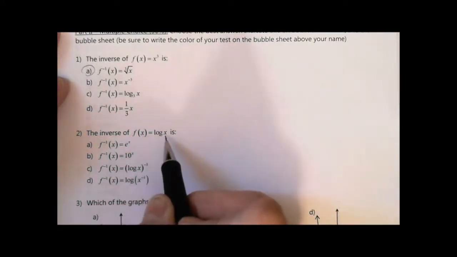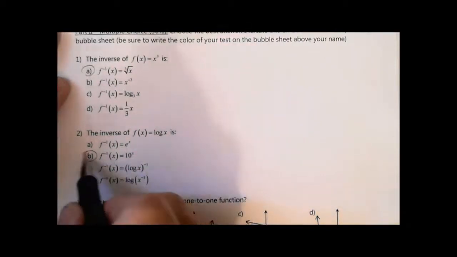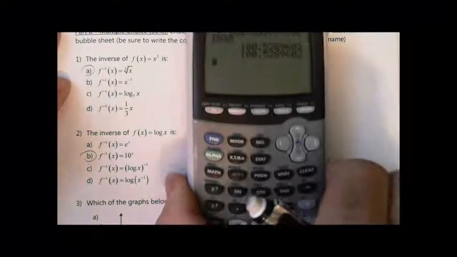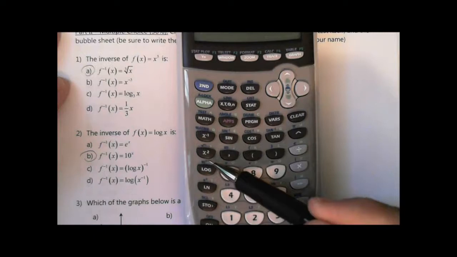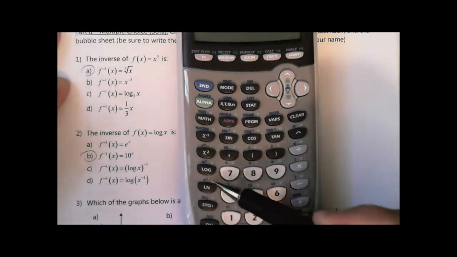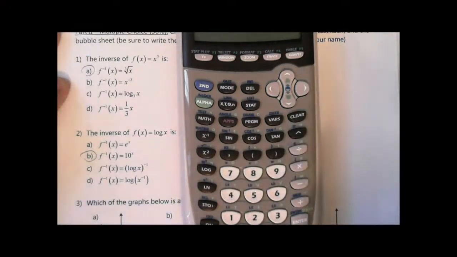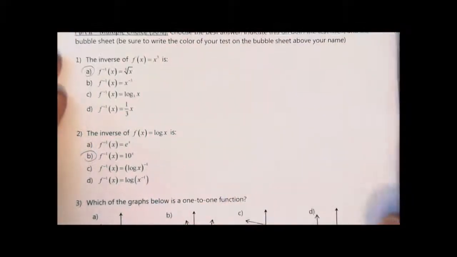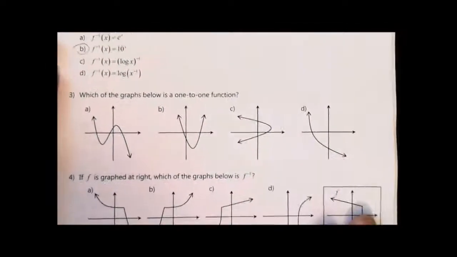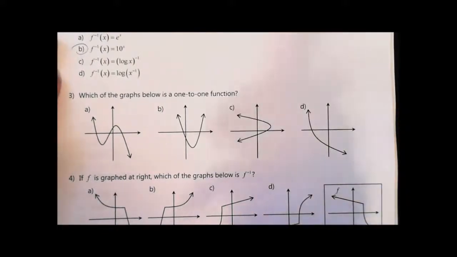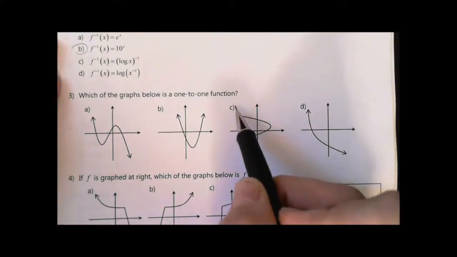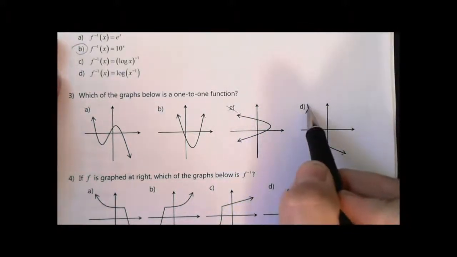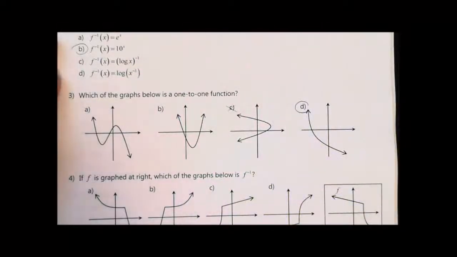This is a base 10 logarithm. We know logarithms' inverses are exponentials with the same base. Base 10, and if you look on your calculator, right above the log key you see its inverse, 10 to the x. Right above the ln key, you see its inverse, e to the x, in case it's difficult to remember the basis. Which of the graphs below is a one-to-one function? Remember, one-to-one passes a horizontal line test, and although this one passes a horizontal line test, it's not a function. The only one that is a function and passes a horizontal line test is D.